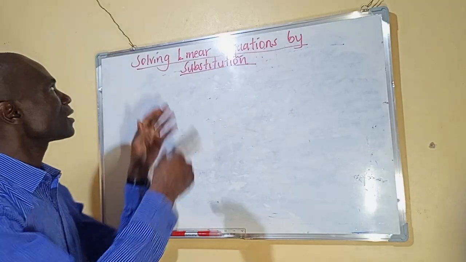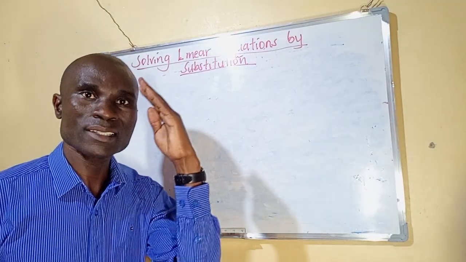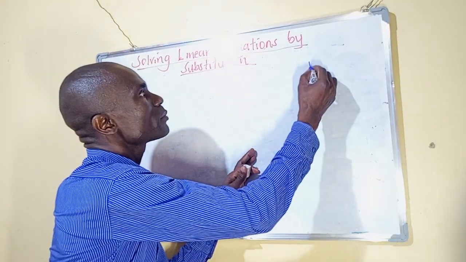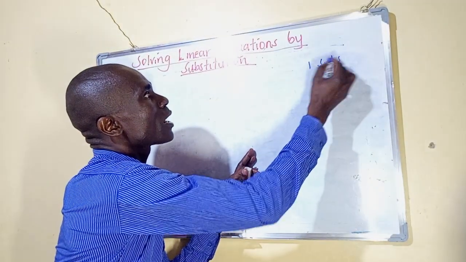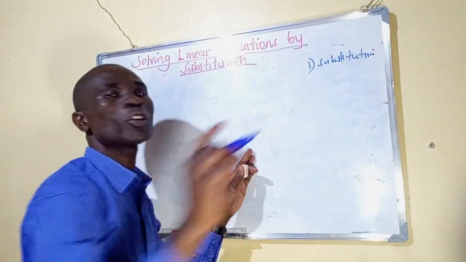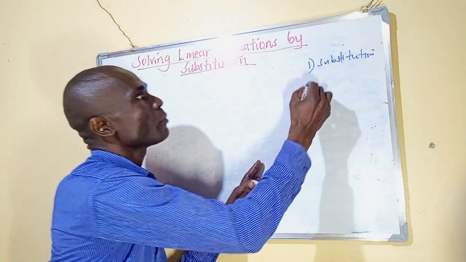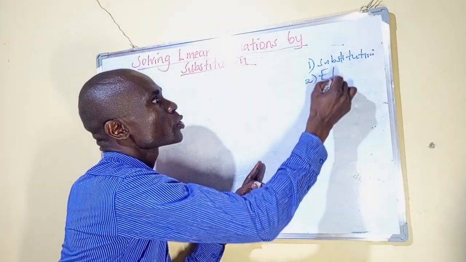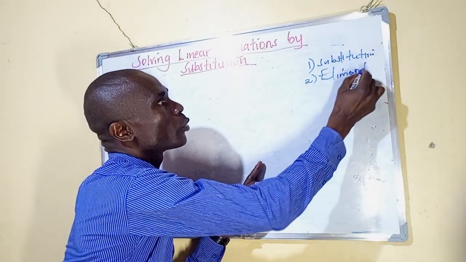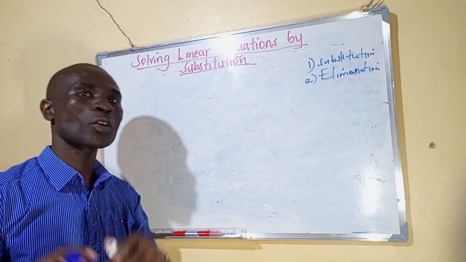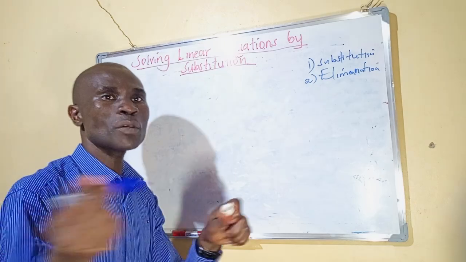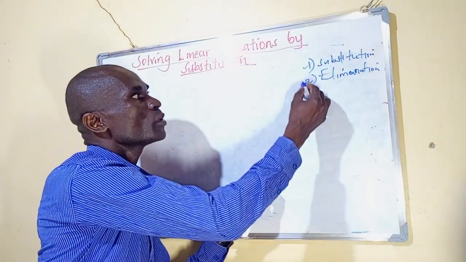So we look at how to solve them. We have two ways. We solve by substitution, and then we also solve a linear equation by what we call elimination. Those two ways are normally tackled: we substitute and we also eliminate. Now, the most important thing is to know how to define these.